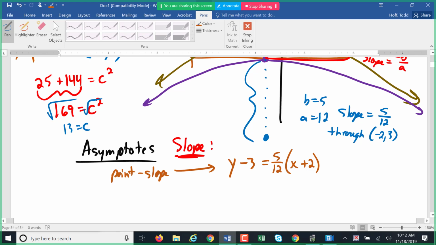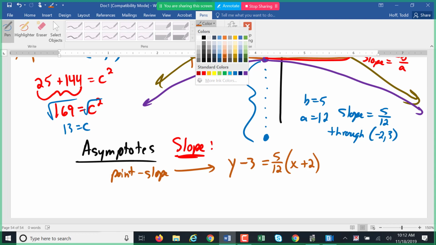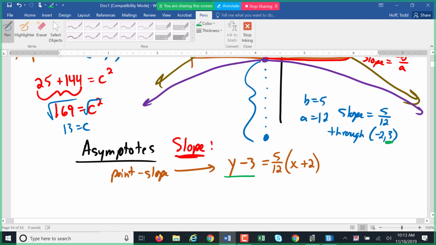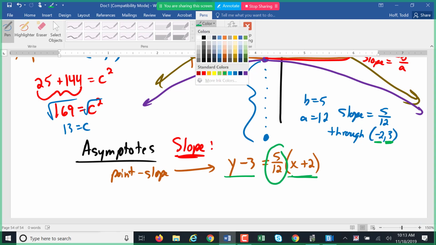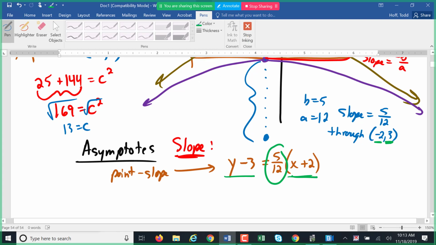Remember, if we have any point on the line, it's y minus the y-coordinate. The y-coordinate was 3. x minus the x-coordinate. The x-coordinate was negative 2, so x minus the negative 2 is x + 2. And then the slope multiplies that. And of course, for the other asymptote, it's still y − 3 equals, but the slope is now negative 5 over 12, times (x + 2). So it goes through the same point, the slope is just negative.